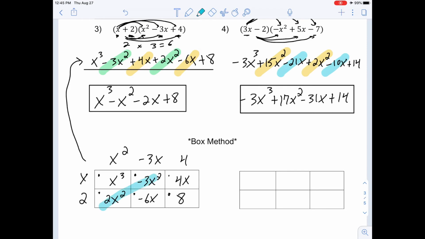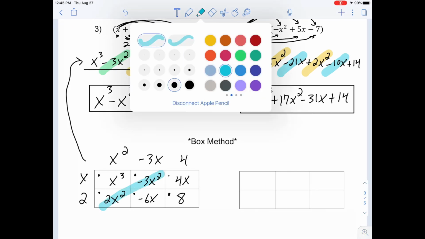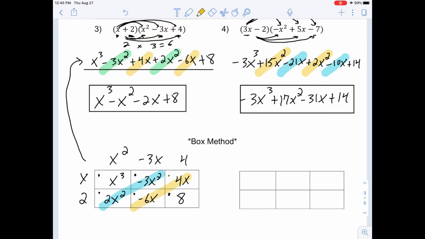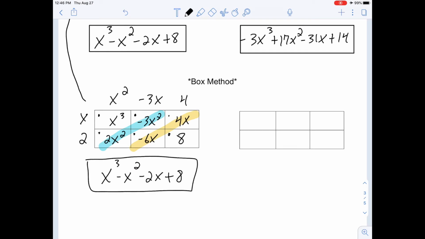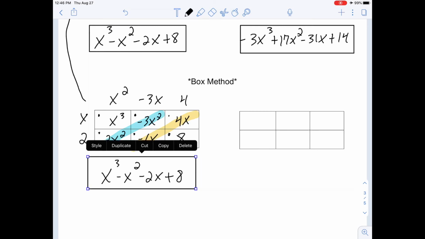So when you have it in box format, typically these will be like terms together, and these will be like terms. So when I go ahead and write it out, it's going to be the same answer. It shouldn't be different. If it's different, then there's a problem. So this would be the same answer when you go ahead and combine the like terms.